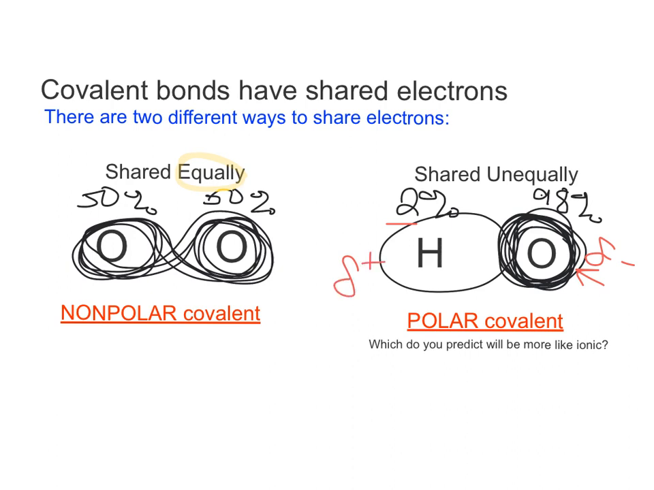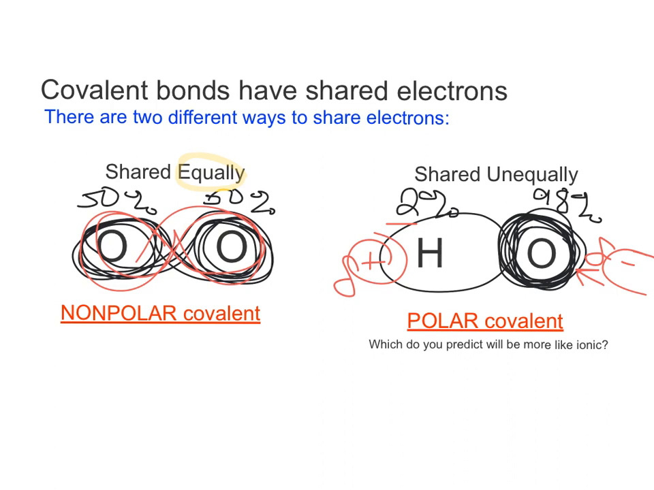We'll go into a lot more detail on this later, but that's why it's called polar covalent, because we actually have poles. We have a negative pole and we have a positive pole here. Nonpolar is just that. There are no poles. Since there's an even sharing here, there is no distinct positive or negative side. So back to the polar covalent, which do you predict to be more like an ionic bond? Well, it'd be the one where there's uneven sharing.